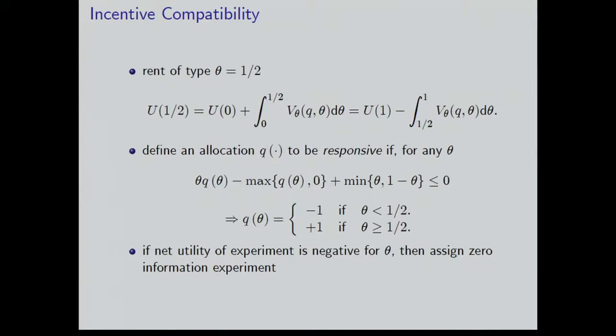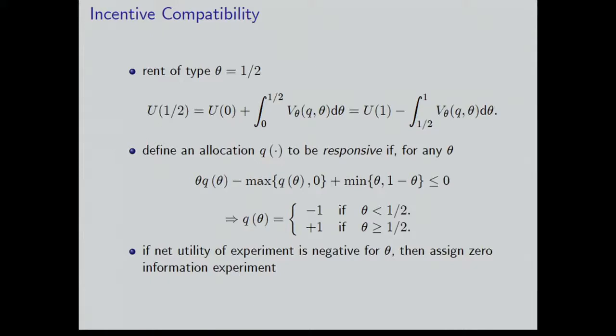We have 2 states, a high state or low state. Therefore, we think about at most 2 actions that are relevant. But the types are now on a continuum between 0 and 1, which is simply my prior belief that the state is high. So we're going to argue that the optimal mechanism is to offer at most 2 experiments in the menu.